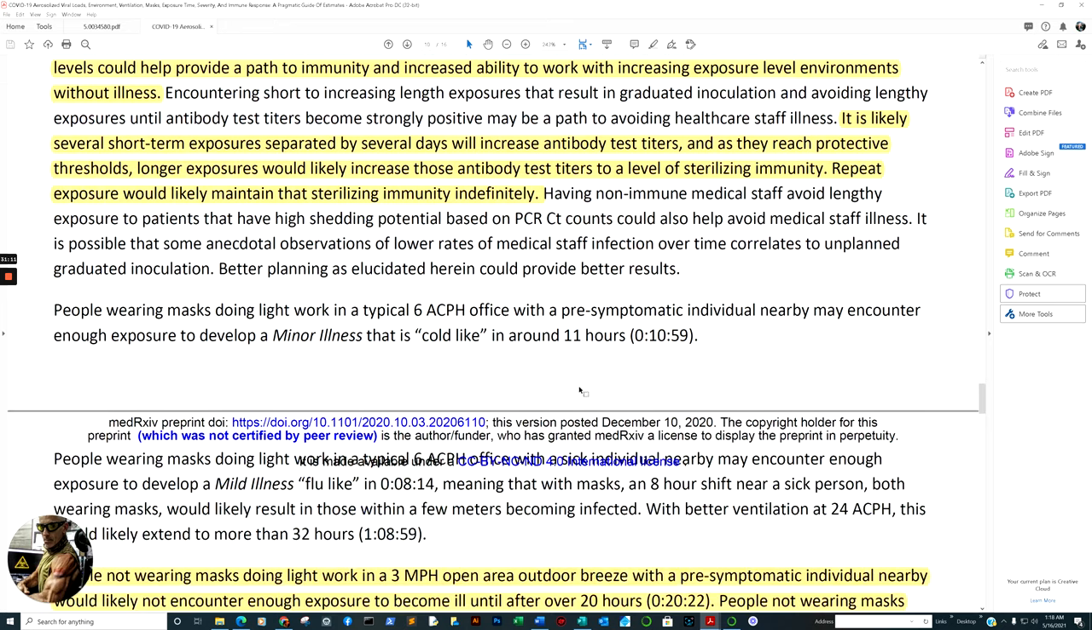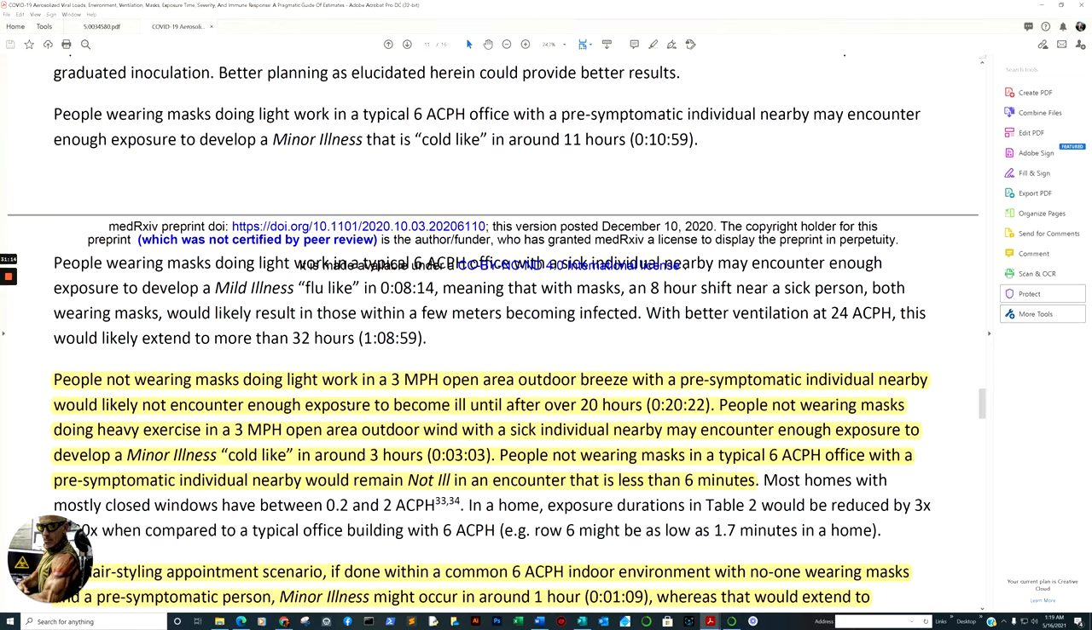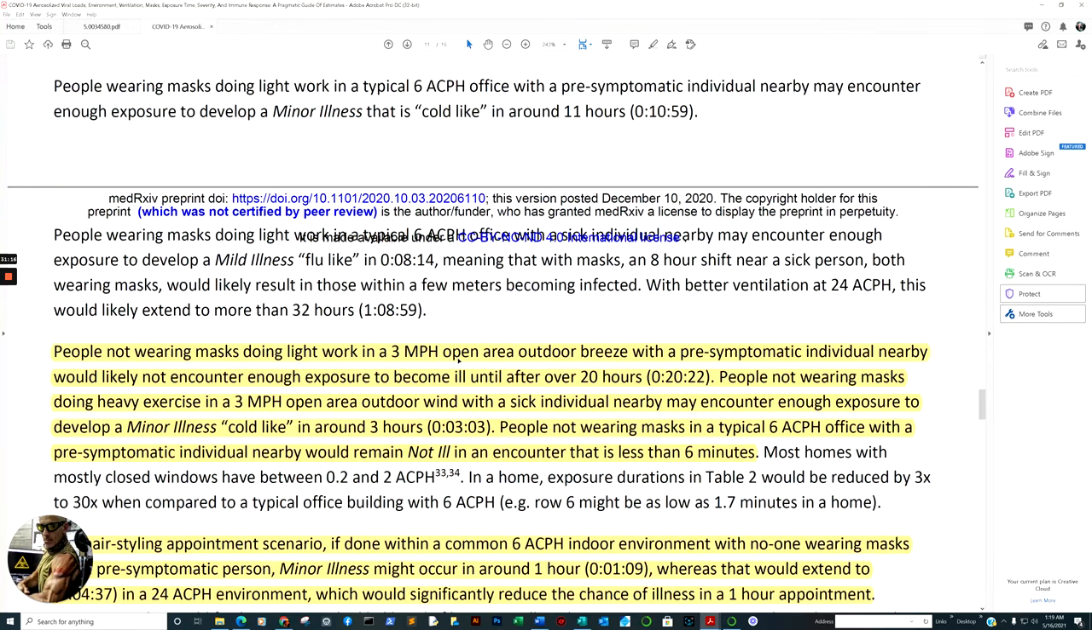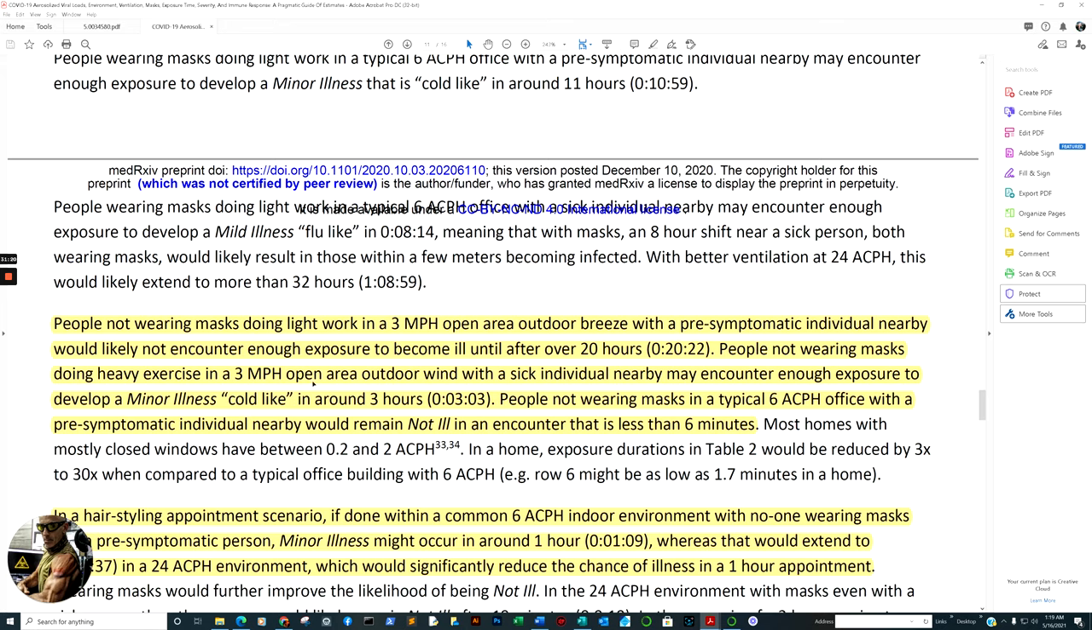But proceed. And he goes, people not wearing masks or doing light work in a 3-mile-an-hour open-area outdoor breeze with a pre-symptomatic individual nearby would likely not encounter enough exposure to become ill until after over 20 hours. So you mean you've got to hang out with that person for 20 hours.